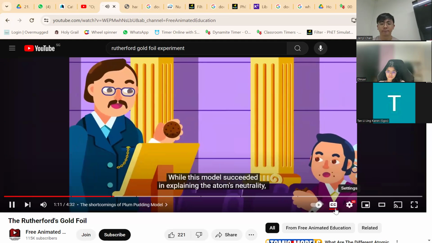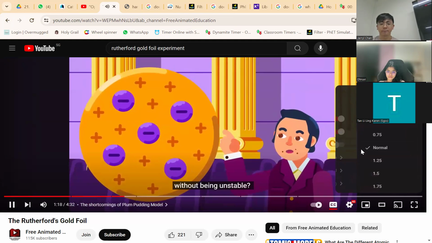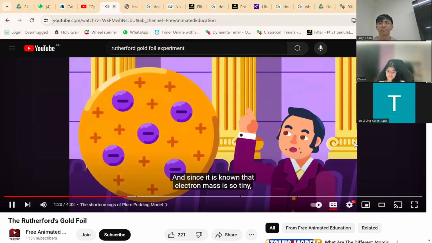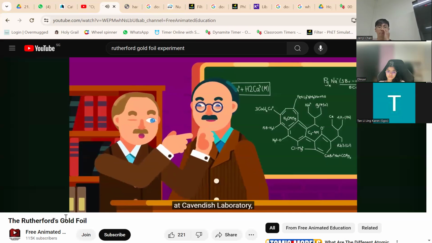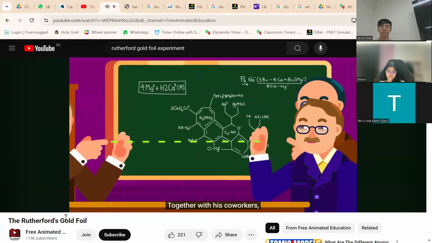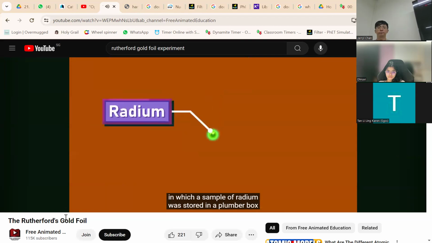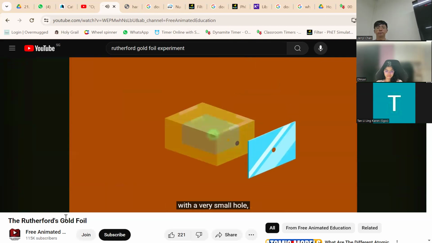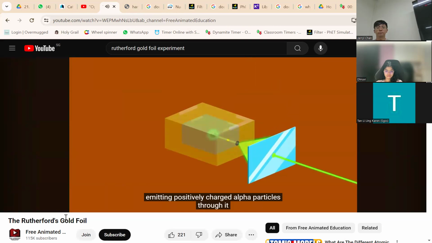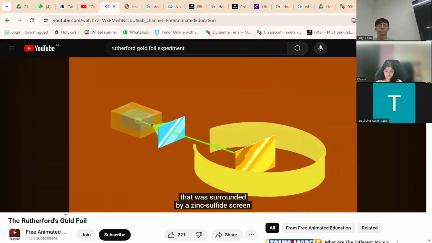While this model succeeded in explaining the atom's neutrality, it raised other questions, such as how could two opposite charges coexist in an atom without being unstable? And since it is known that electron mass is so tiny, then what makes up the atomic mass? Ernest Rutherford, who was once a protege of Thomson at Cavendish Laboratory, sought to answer these questions through his gold foil experiment in 1909. Together with his co-workers Hans Geiger and Ernest Marsden, he conducted an experiment in which a sample of radium was stored in a lead box with a very small hole, emitting positively charged alpha particles through it. The box was positioned in line with the thin gold foil that was surrounded by a zinc sulfide screen.